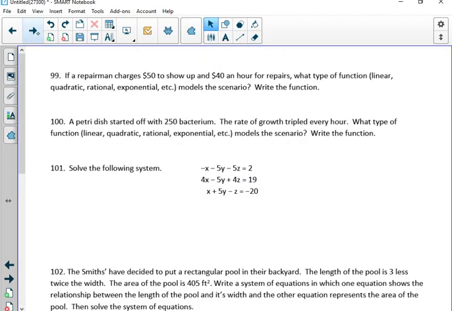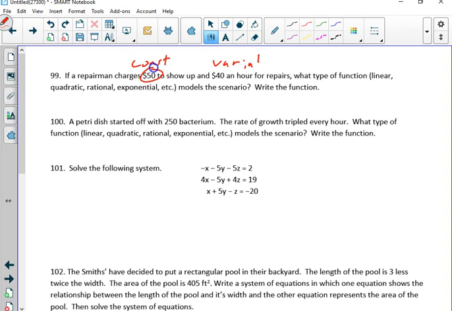99. A repairman charges $50 to show up and $40 for each half hour of repairs. This is a constant. This is a variable. It changes with time. So it's $50 plus $40 per hour, X being number of hours, equals Y, the fee. Now what kind is that? Well, it's linear. In fact, it's y equals mx plus b. Your y-intercept is 50 and your slope is 40.